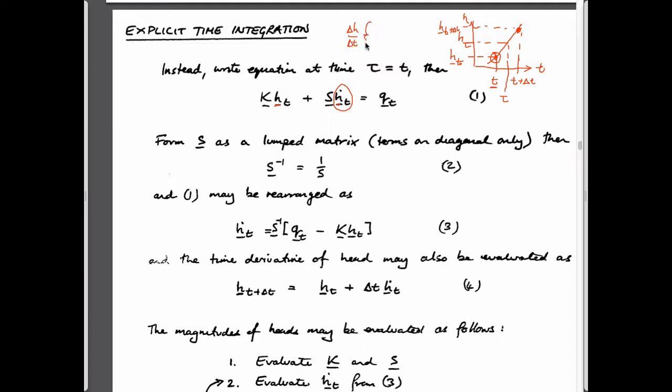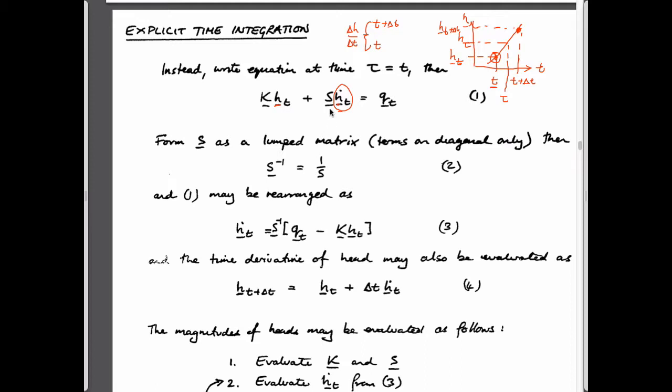So it doesn't matter if we write it at time t plus delta t, or if we write it at time t, the magnitude of this parameter is the same because it's just a linear relationship between them. So we have this expression. We're going to want to be able to use this. What else do we notice?